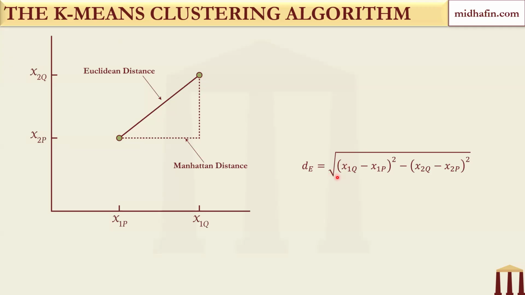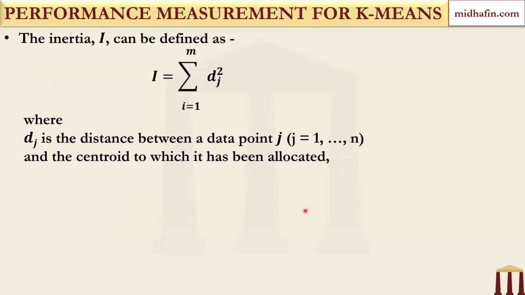Pythagoras theorem, the same distance formula that we have done in our school days, exactly the same. Okay, and of course for Manhattan distance, you just have to add the absolute value of these two. That's it. Then what you do, you now measure how well your k-means clustering has performed, and this is where you use the idea of inertia.